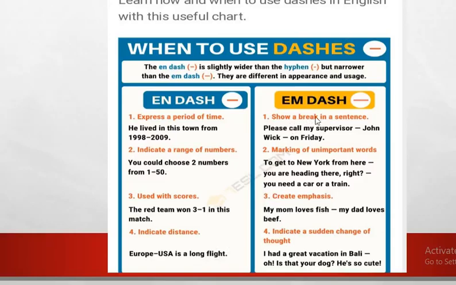The em dash shows a break in a sentence. Please call my supervisor — John — next week on Friday. Marking of unimportant words: to get to New York from here — you are heading there, right? — you need a car or a train.